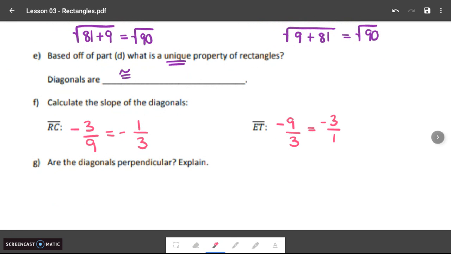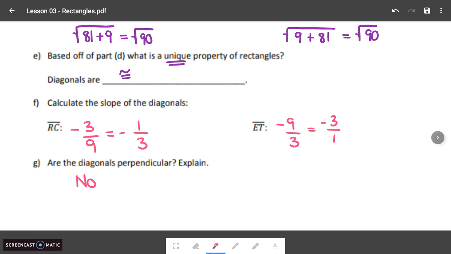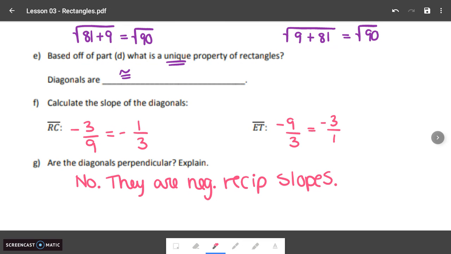Now be careful. Are these diagonals perpendicular? While they're reciprocals of one another, they're not changing the sign. So the answer here is no. They are not negative reciprocals. Now, that doesn't mean that these can never happen, but it just means it's not a property necessarily.